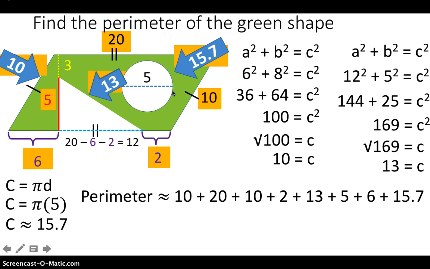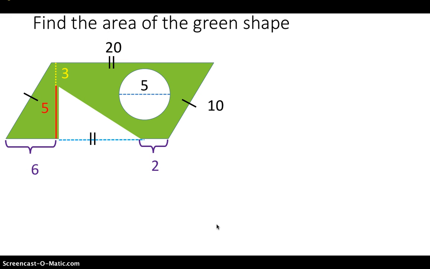So the perimeter is all of those sides added up: 10, 20, 10, 2, 13, 5, 6, and 15.7. So I get that it's about 81.7. Notice that I say approximately because this 15.7 is rounded, so my final answer is rounded, and I'm finished with that question. Now let's do the same shape, but we're going to find the area.